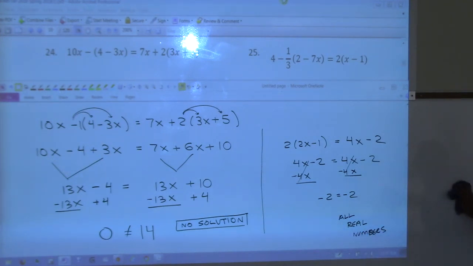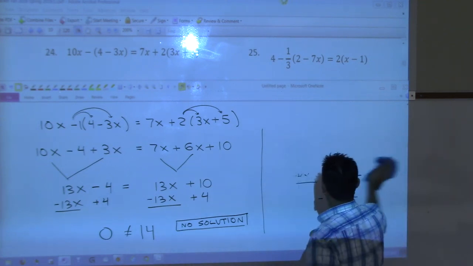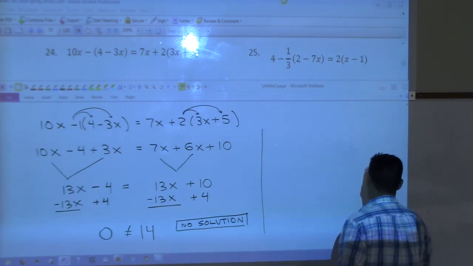Okay. All right, let's look at something like number 25 because it has fractions. And I know you love fractions. I know you do.